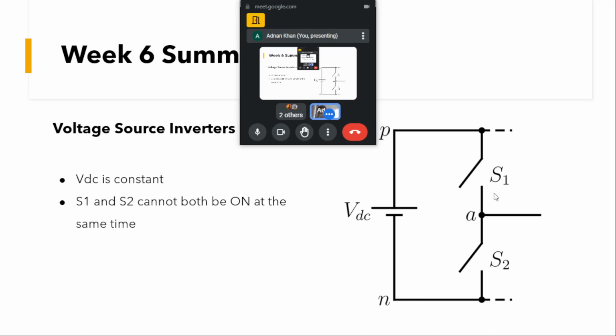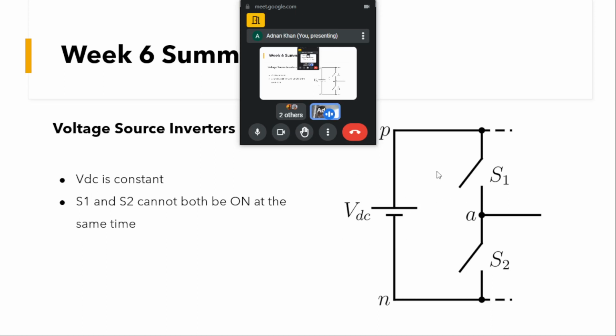And so we have two options. We can either turn on S1, and at that moment we have to turn off S2, and when we turn on S2, at that moment we have to turn off S1. So we have to switch S1 and S2 in a complementary fashion. That means when one device is conducting, the other needs to be turned off.